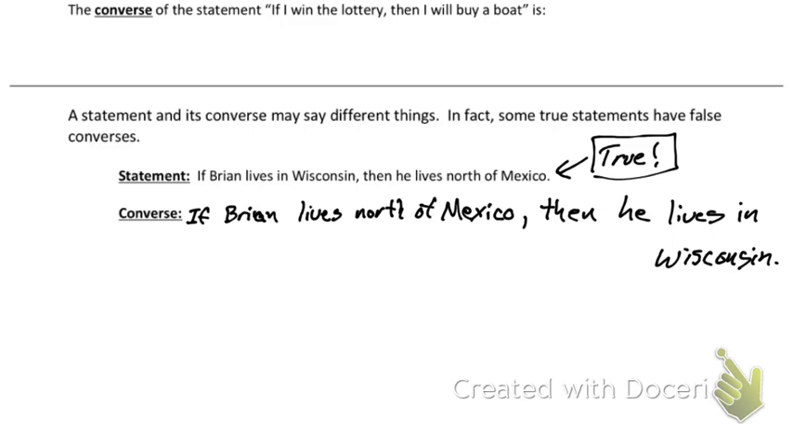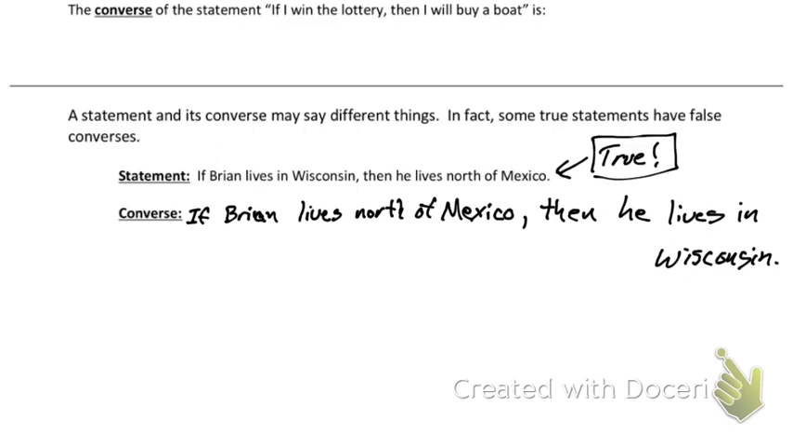Is the second statement true? I see a lot of people shaking their heads. Yes or no? Someone said no. Why isn't it true? Remember, it has to be true 100% of the time. What's a situation that would make that false? Yeah, if you lived in California.